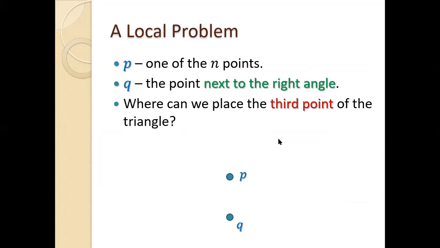I want a right angle triangle. Complete this. You have 2 vertices. I want the third one so that I get a right angle triangle. The right angle is next to Q. Where can I place the last point? Need help. On a circle with diameter PQ.